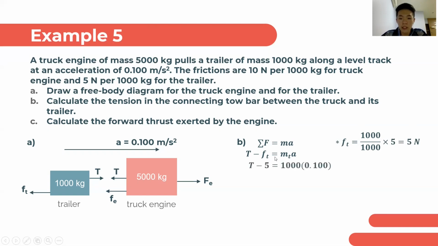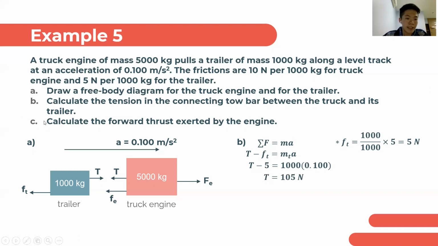So T minus 5 equals the mass, which is 1,000, times the acceleration, which is 0.100. 1,000 times 0.100 gives us 100, and transposing negative 5 to the right side gives us positive 5. So T equals 100 plus 5. So T equals 105 newtons.